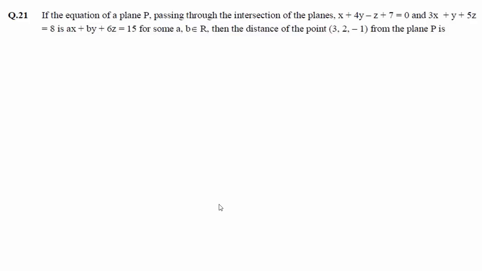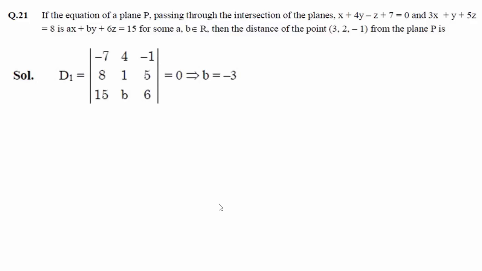If the equation of plane P passing through the intersection of planes x + 4y - z + 7 = 0 and 3x + y + 5z = 8 is ax + by + 6z = 15 for some a, b belonging to R, then the distance of the point (3, 2, -1) from the plane P is?